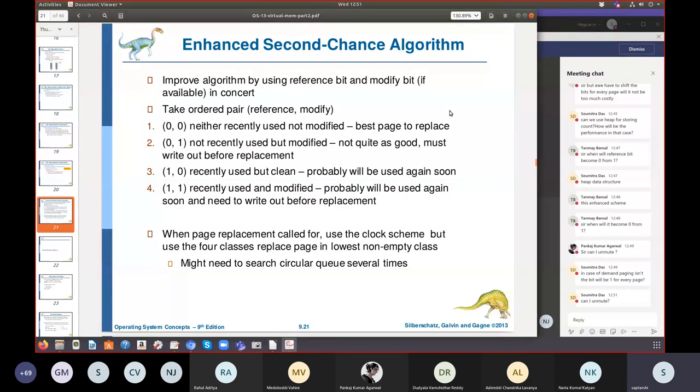Sir, if demand paging is happening, then such an algorithm will not work. Yes, it won't work. If the system is such that the reference bit is 1 for every page, then there is no point in using this algorithm. Then you have to use some scheme which just figures out the history. Any other question?